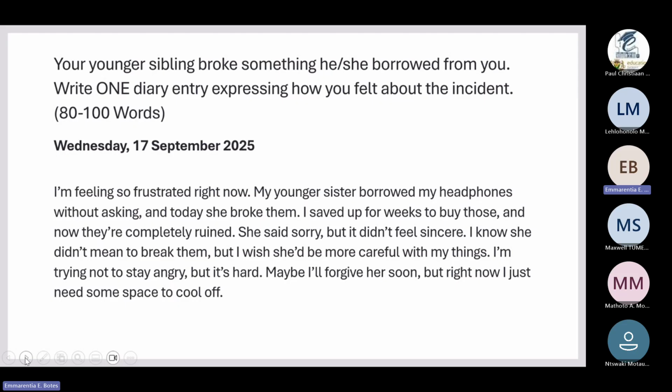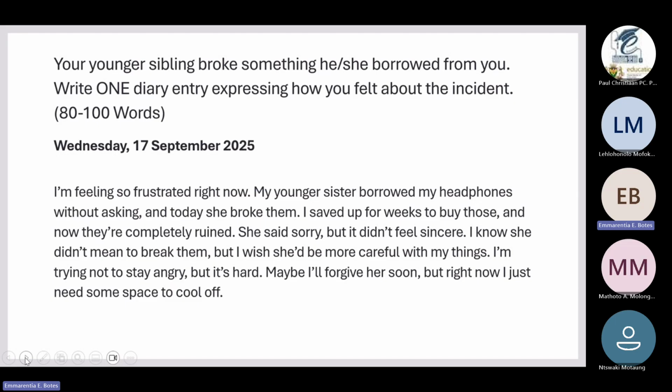I'm feeling so frustrated right now. My younger sister borrowed my headphones without asking, and today she broke them. I saved up for weeks to buy those, and now they're completely ruined. She said sorry, but it didn't feel sincere. I know she didn't mean to break them, but I wish she'd be more careful with my things. I'm trying not to stay angry, but it's hard. Maybe I'll forgive her soon, but right now I just need some space to cool off. And do you see, you're not going to be rude or nasty in a diary entry. You are going to put your feelings there, but you will still be polite when you write a diary entry.